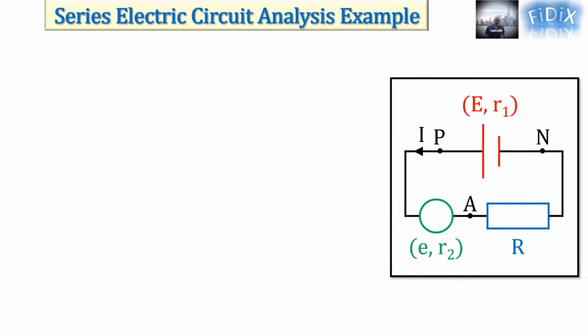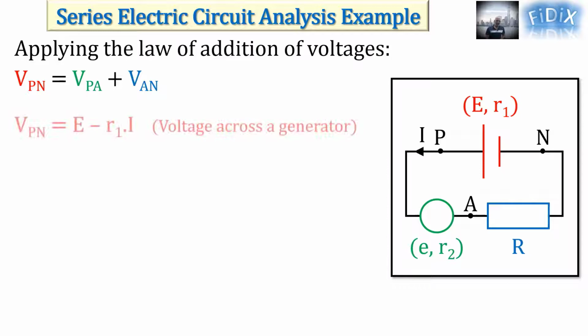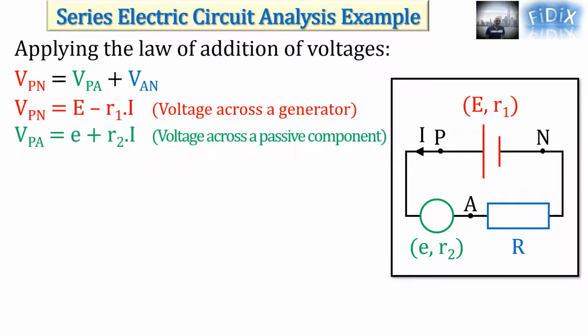To start, let's apply the law of addition of voltages between the positive terminal P of the generator and its negative terminal N. VPN equals VPA plus VAN. But we know that VPN equals E minus R1 multiplied by I, VPA equals e plus R2 multiplied by I, and VAN equals R multiplied by I.